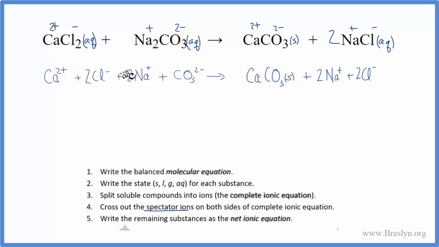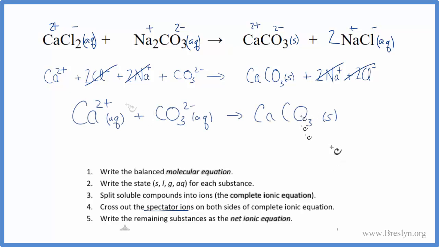So let's cross out the spectator ions. These are ions that appear on both sides. Ca2 plus, I don't have that on both sides. 2Cl minus, I do, right here and right here. I'm going to cross that out. 2Na plus, right there, 2Na plus. CO3 2 minus, we don't have that all by itself here. So those are the spectator ions. We just crossed those out. Now we can write the net ionic equation with what's left. That'll look like this. So this is the net ionic equation for CaCl2 plus Na2CO3.